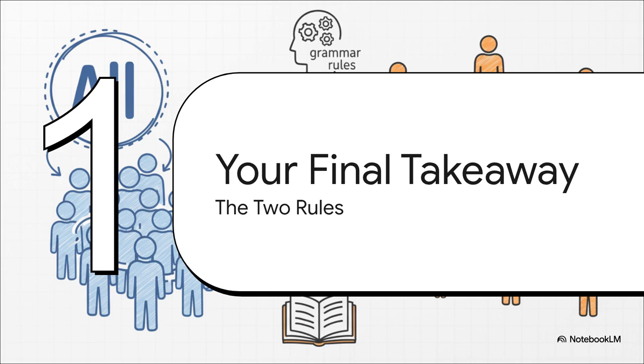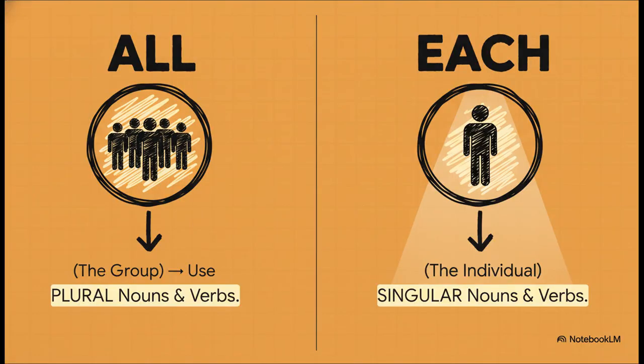Okay, we've covered a lot in a short time, so let's boil it all down to the two super simple rules you need to walk away with. So here it is, plain and simple. When you see all, I want you to think group, and that means you use plural words. When you see each, think individual, and you use singular words. Group versus individual, plural versus singular. That is the whole thing right there.